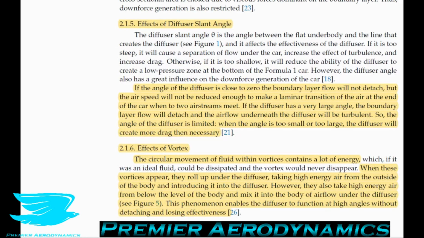So if the angle of the diffuser is close to 0, the boundary layer flow will not detach, so that's good. But the airspeed will not be reduced enough to make a laminar transition to the air at the end of the car when the 2 airstreams meet. So what does that mean?